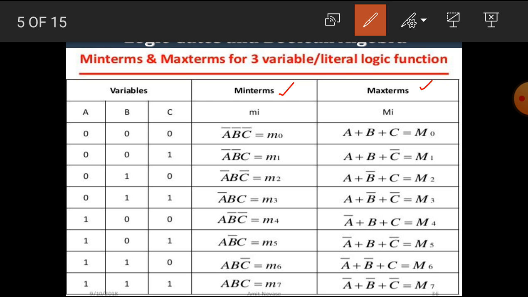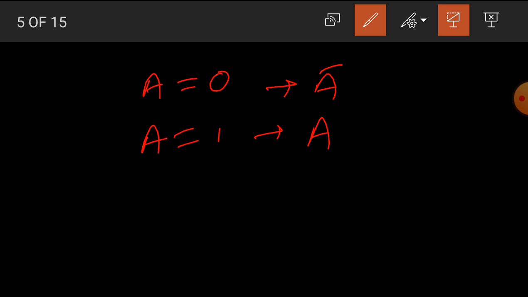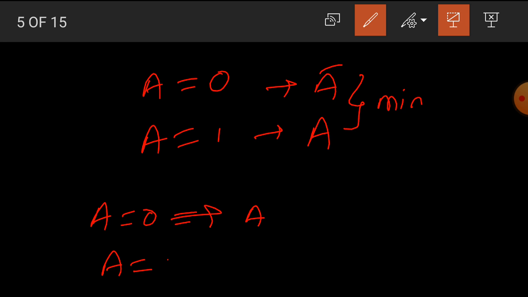Whatever the process done in writing min terms, the opposite is done while writing max terms. That means in min terms, if A has the value 0, then we write A bar, and if A has the value 1, then we write A. But in the case of max term, if A has the value 0, then we write here A, and if A has the value 1, then we write here A bar. This is in the case of max term.